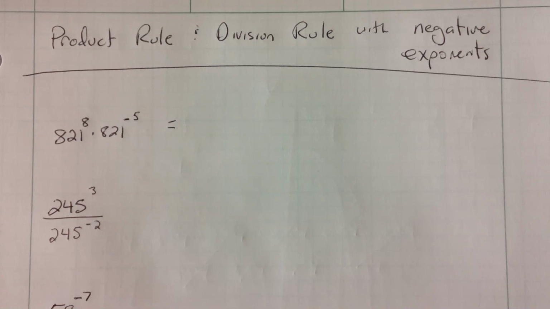Welcome. Today we're going to combine the product rule for exponents, the division rule for exponents, and negative exponents. Now, if you're comfortable with adding and subtracting positive and negative integers, this lesson shouldn't be that difficult.